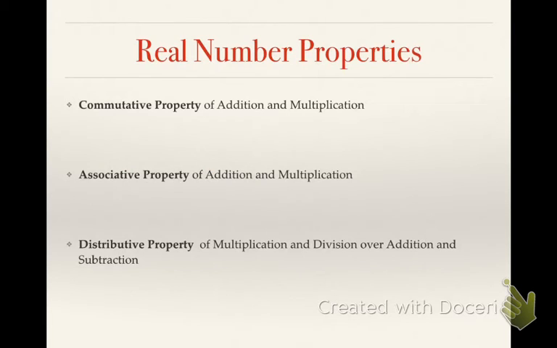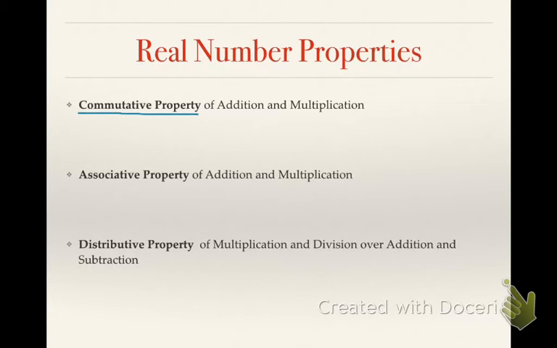So now let's get into some topical reviews. The real number properties. These are properties that are used to justify steps of solving an equation, or why you can arrange expressions, terms, and variables in certain ways. They're important to know because you might be asked to justify your steps in solving an equation or to state why something is true.